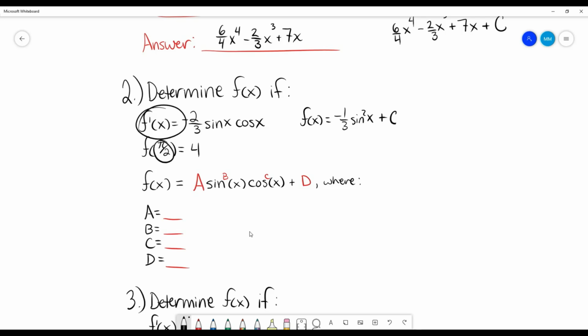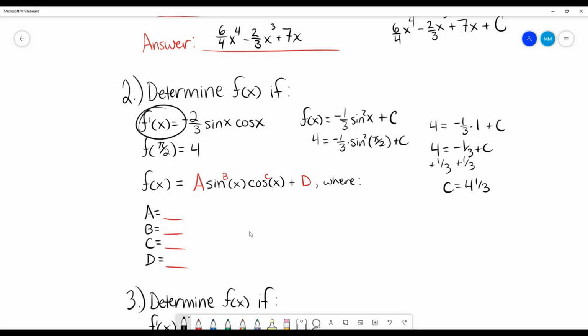Well, I know that f of pi over 2 equals 4. So when x is pi over 2, f of x is 4, which means that this turns into 4 equals this. Okay, I know sine of pi over 2 is 1. 1 squared is 1, which means that 4 equals negative 1/3 times 1 plus c. 4 equals negative 1/3 plus c. Then I add 1/3 to both sides. C equals 4 1/3.